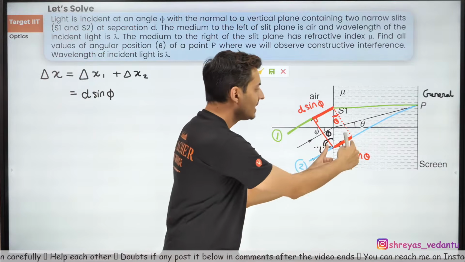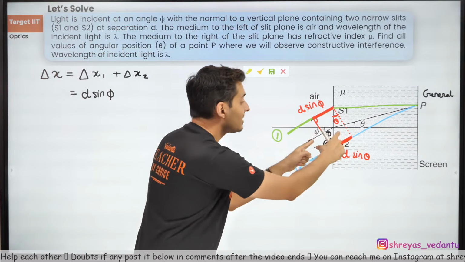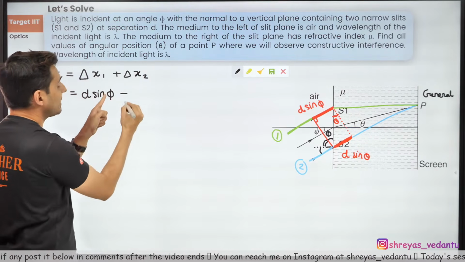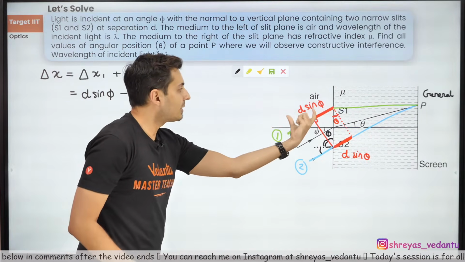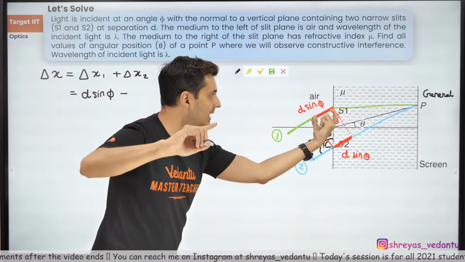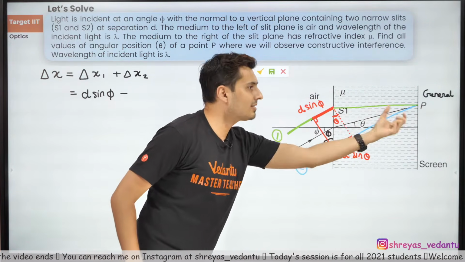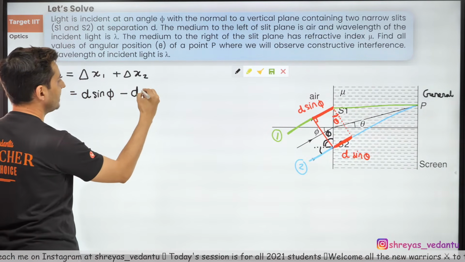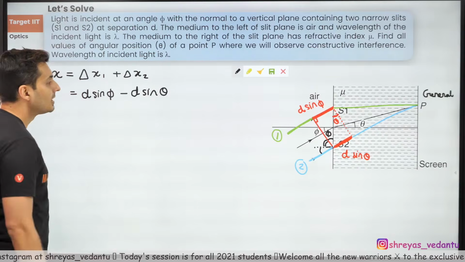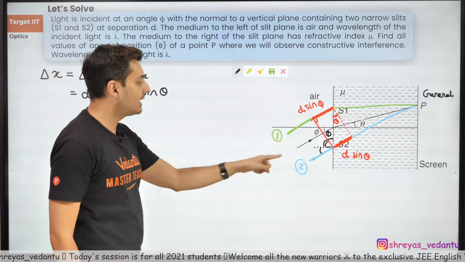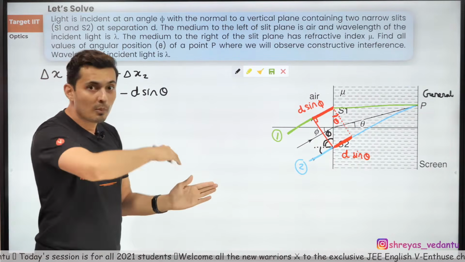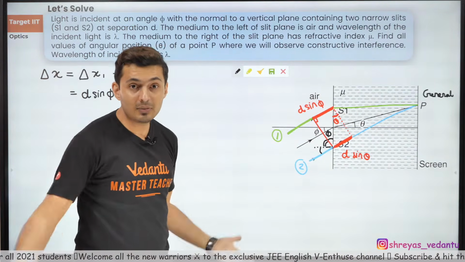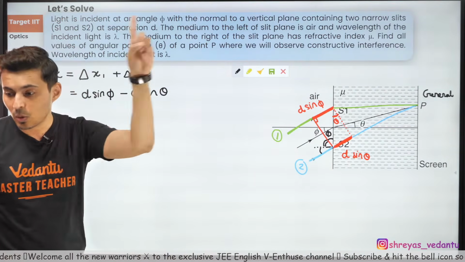Now think, guys, if this is d sine theta, but this is for ray 2. So second time I will not add it, I will subtract it. Reason is, first time the path difference was created because of ray 1. Second time ray 2 has traveled ahead, ray 1 has gone behind. So I should subtract the path difference, so it will be minus d sine theta. Keep this in mind. This was because of ray 1, second time it was because of ray 2. Both the times the path difference is not added because of the same ray. It's because of different rays. So that's why the subtraction. I hope this is clear.